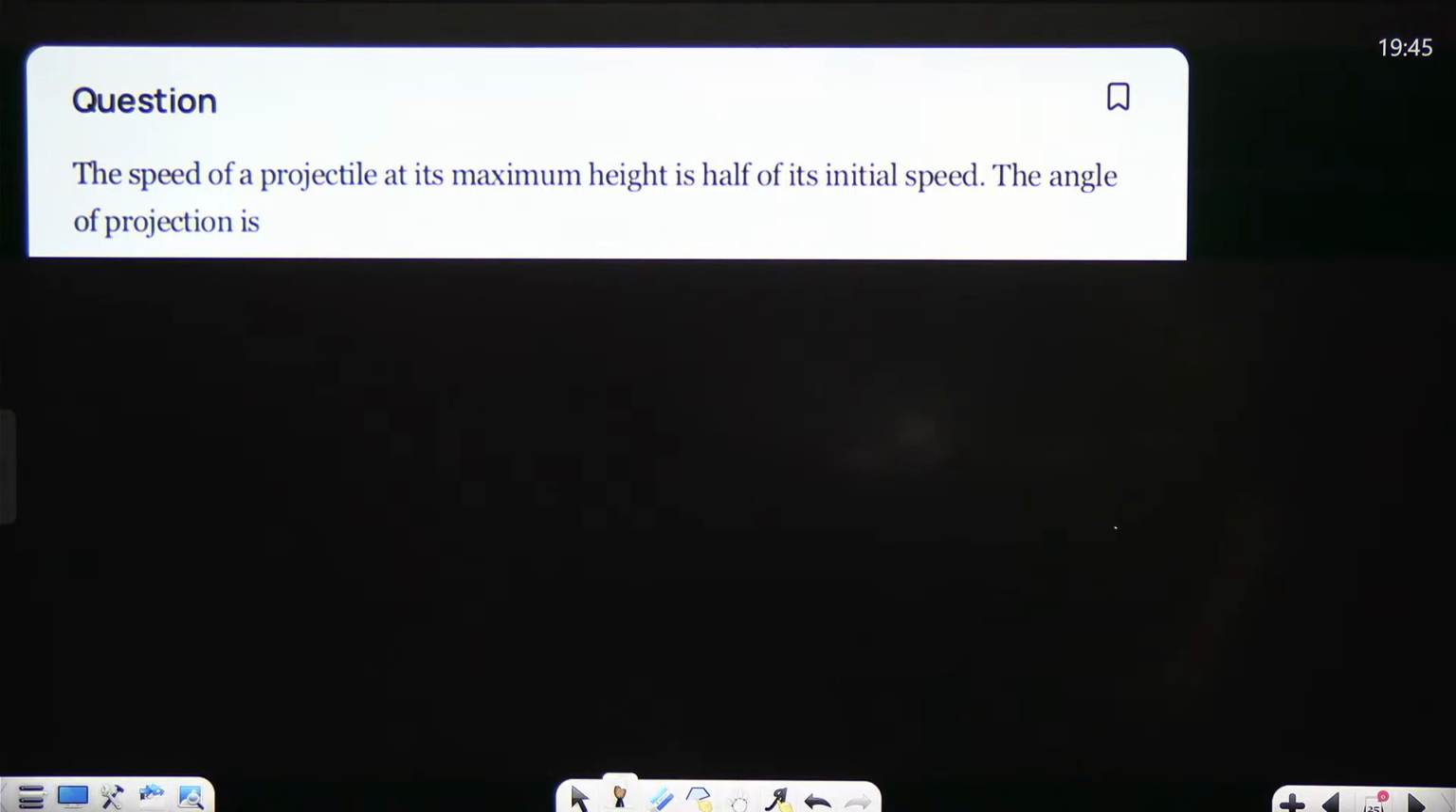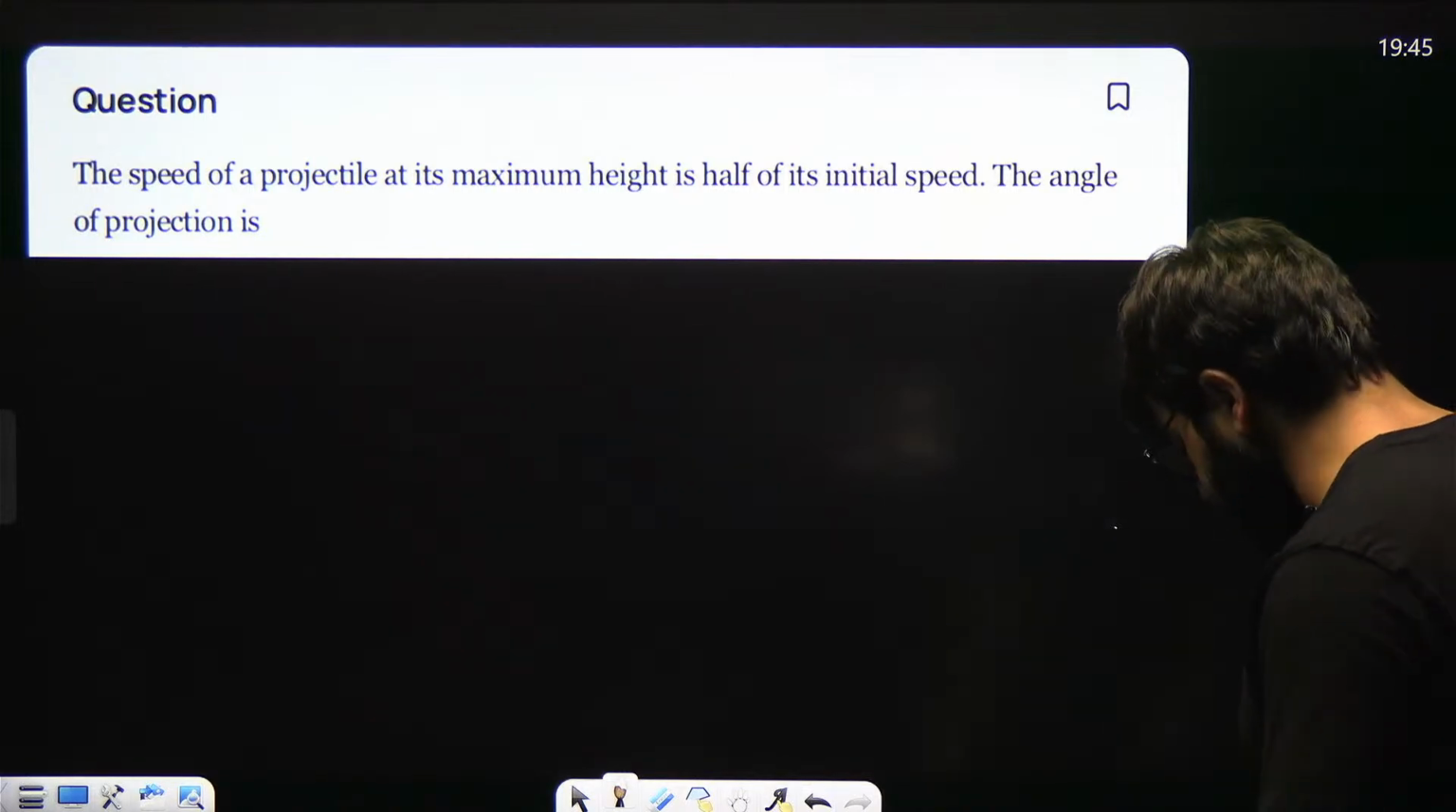Come on, guys, give it a shot. Let me know the answer of this particular question. Okay, what is the answer? Let me know in the chat, everybody.